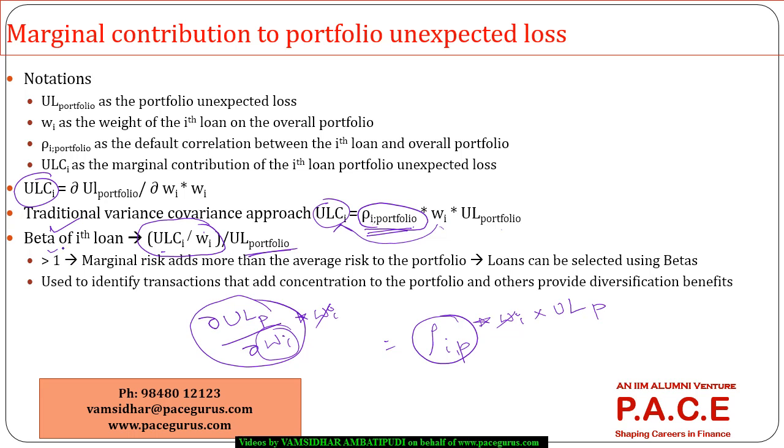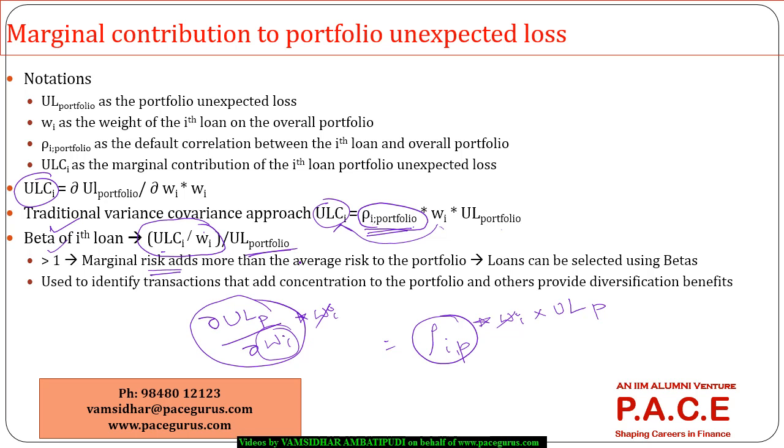And if this number is greater than 1, it means that the marginal risk is adding more than the average risk to the overall portfolio. And if it is lesser than 1, we can say that the marginal risk is adding lesser than the average risk to the overall portfolio. Based on this, the various loans can be selected. So some of them could have a beta of greater than 1, while some of them could have a beta of less than 1.